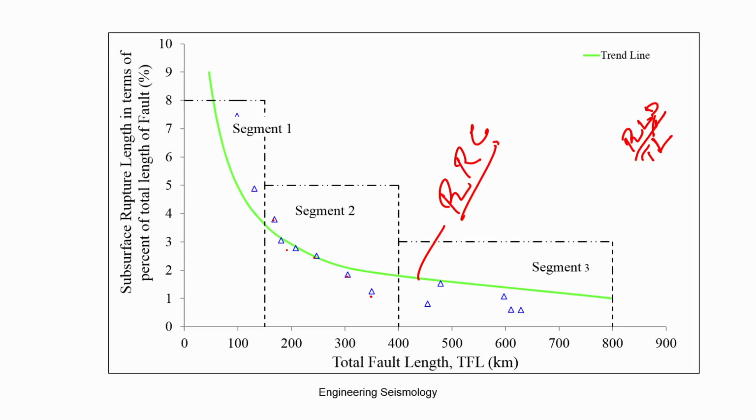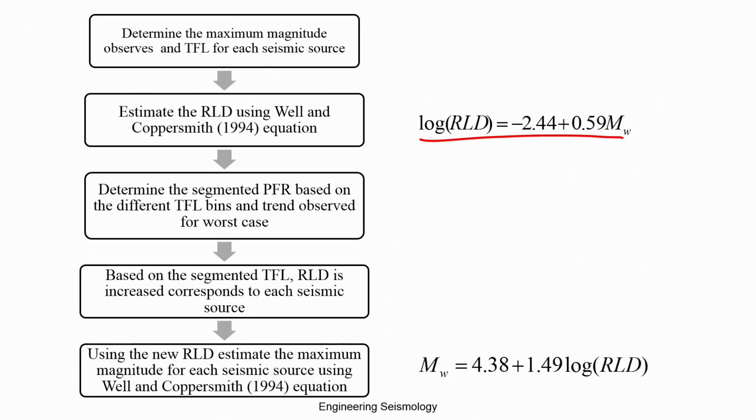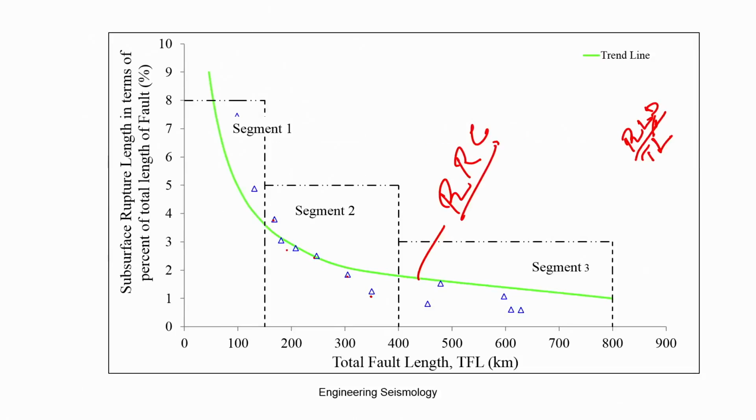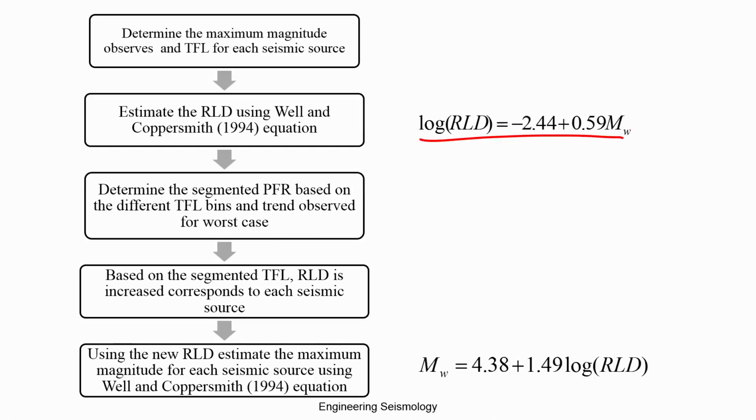Here you can mark, okay, up to 100 this one, up to 100 to this one. This segmenting you should do carefully by looking at this line and the maximum and the minimum. Then, based on the segment, you can fix the ratio, the percentage of the fault rupture you can take for your analysis, and convert it into the magnitude using the same equation here.